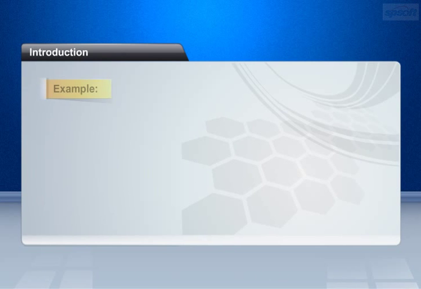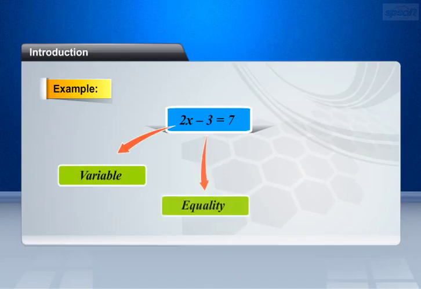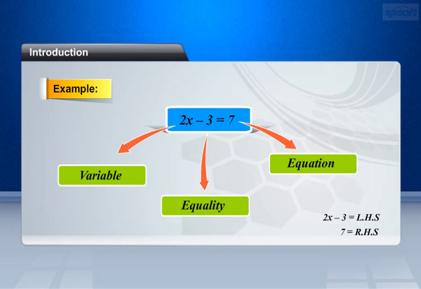Look at an example for this. Consider an equation 2x minus 3 equals 7. Here x is a variable, there is an equality sign, and it is an equation. Here, 2x minus 3 is the left-hand side, and 7 is the right-hand side.